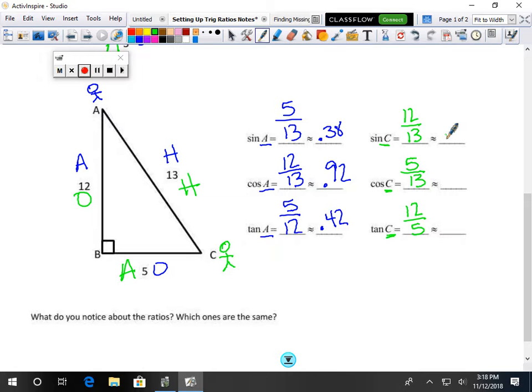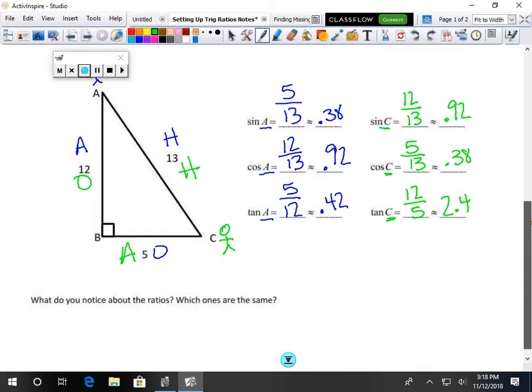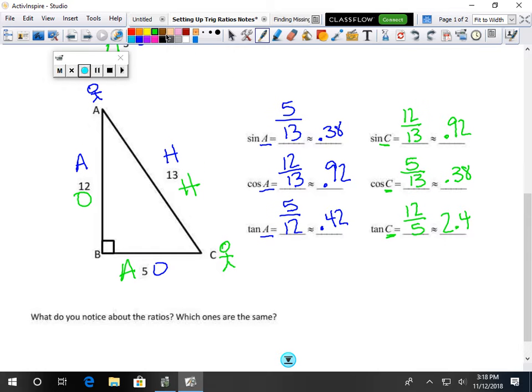As a decimal, 12 over 13 we said is 0.92, 5 over 13 we said is 0.38, and whenever you convert 12 over 5 to a decimal, that's 2.4. What you should notice about these angles is that sine of one angle is the same as cosine of the opposite angle. This happens every single time. That's because, remember, whenever you switch which angle you're starting from, O and A switch. So it matches up that way.